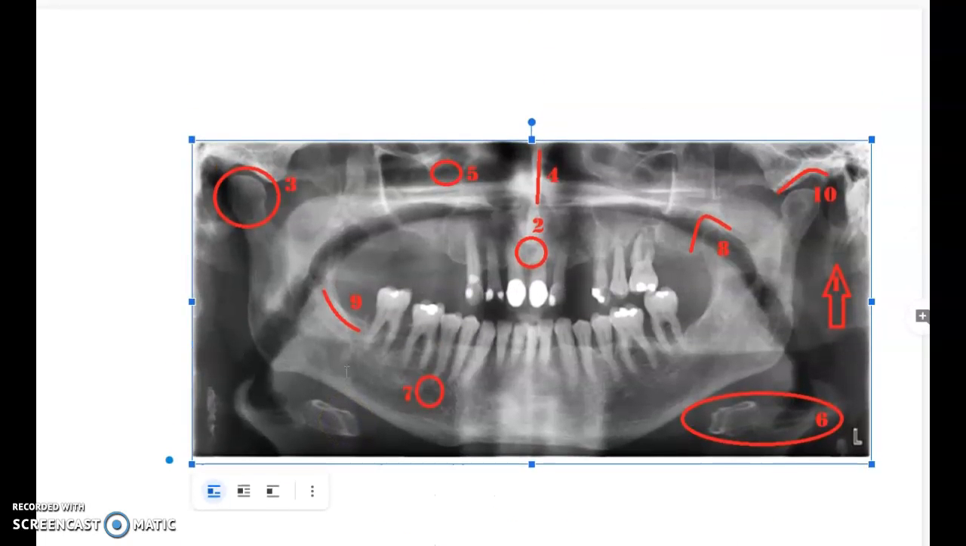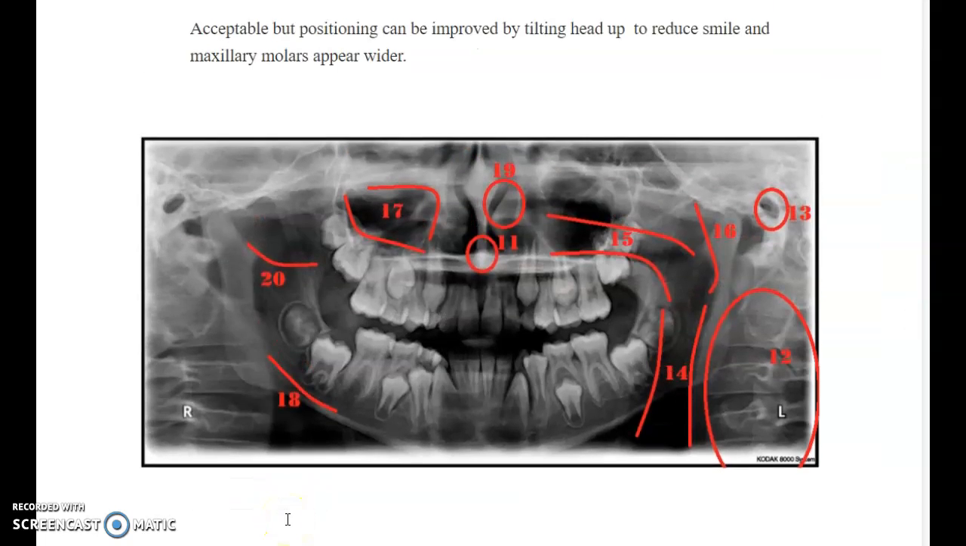So looking at this X-ray, it is acceptable, but positioning can be improved by tilting the head to reduce the smile, and the mandibular molars also seem a little widened, but yeah, it can be improved by tilting the head up to reduce that smile. Okay, going to move to the second one.